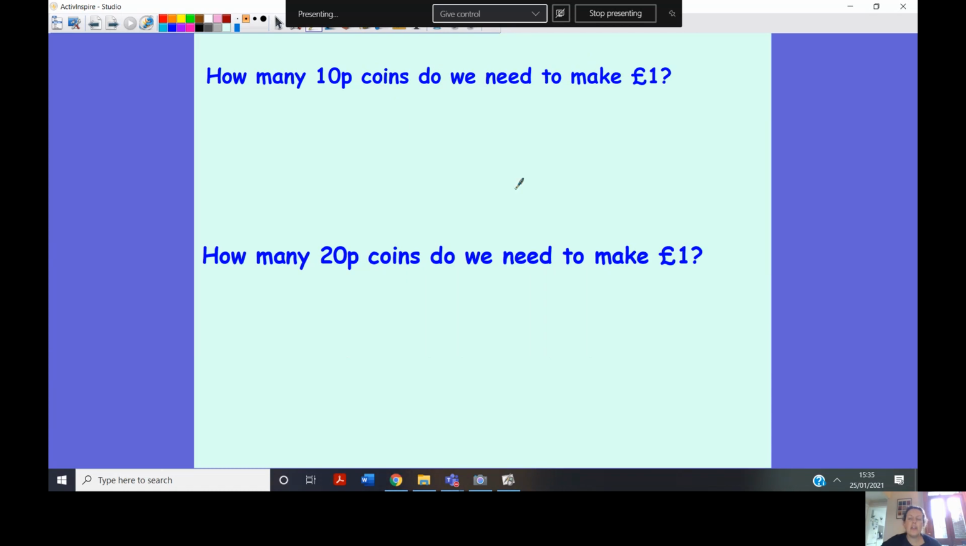How many 10p coins do we need to make £1? Well, what this is asking is, how many groups of 10 are there in 100? Let's skip count in tens. 10, 20, 30, 40, 50, 60, 70, 80, 90, 100. 10 groups of 10 is equal to 100. So I need 10 10p coins to make £1.